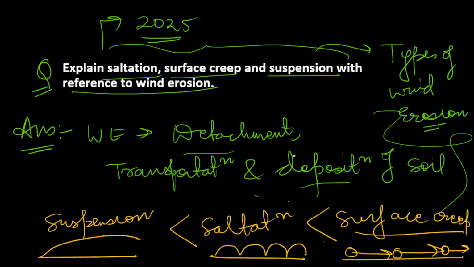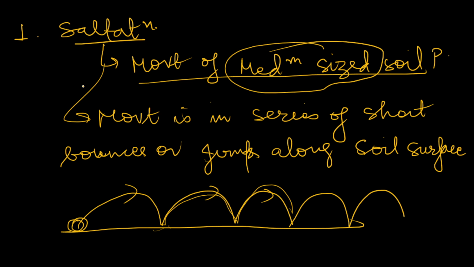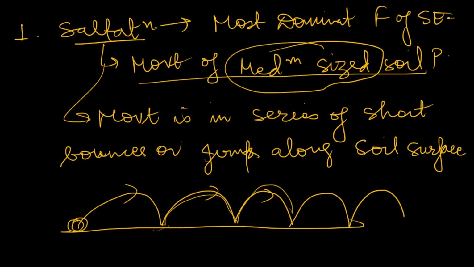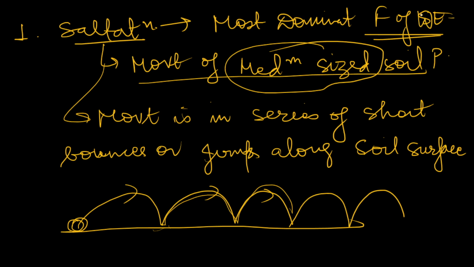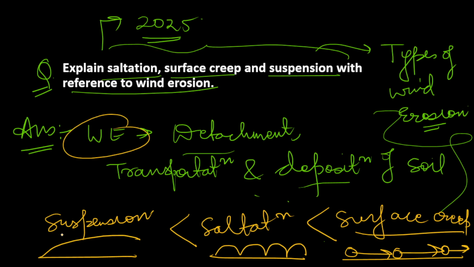I hope you are able to understand it. And saltation is the most dominant form of wind erosion, which you can also mention. So I think this was all. I hope you understand what wind erosion is, what suspension is, what saltation is, and what surface creep is.